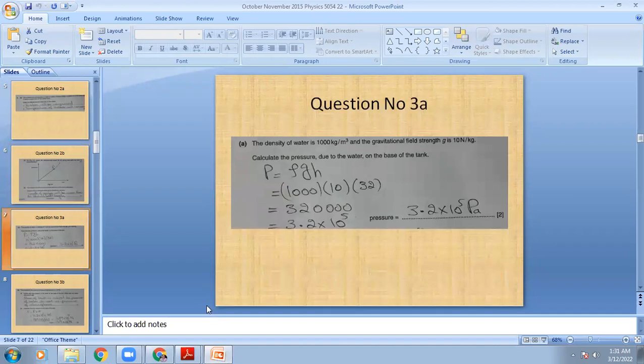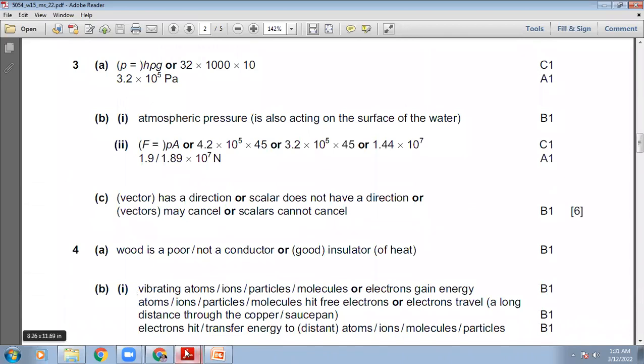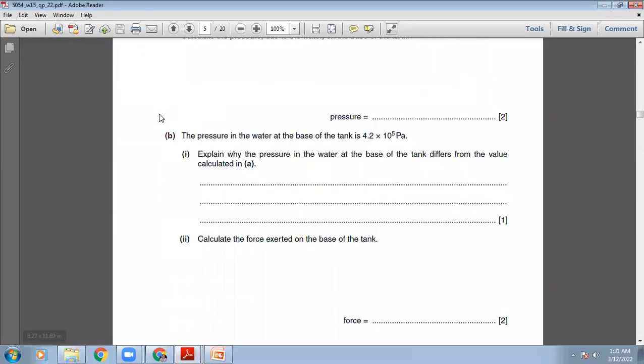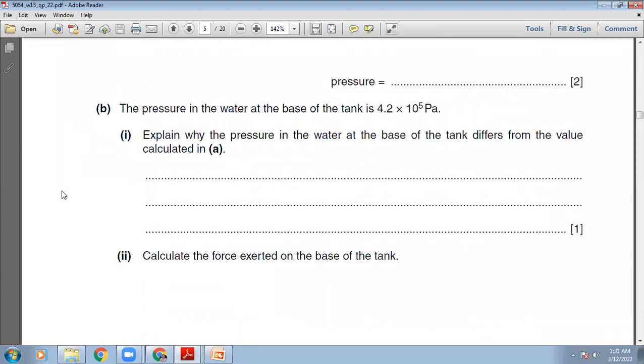So let's check the marking scheme. 3.2 × 10^5 Pascal. Our answer is right. Okay, so the next thing they are asking is: the pressure in the water at the base of the tank is 4.2 × 10^5 Pascal, and this is more than the value which we just calculated, the pressure due to the water.